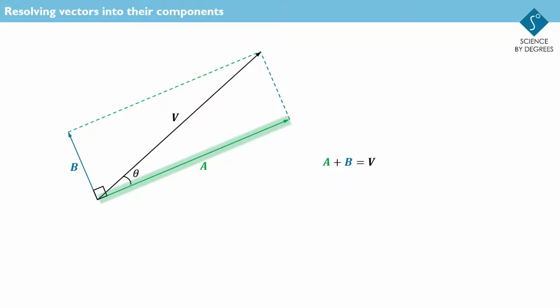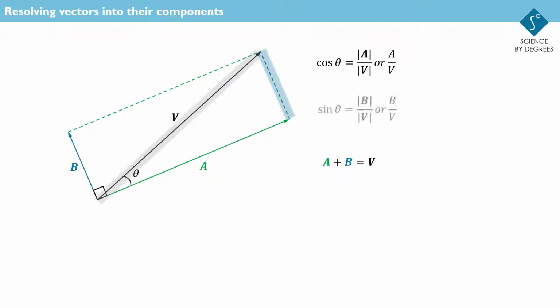The cosine of theta is the adjacent side, the magnitude of A, over the hypotenuse, the magnitude of v. Notice that we can write the magnitudes using the modulus signs or by unbolding the vectors. Likewise, the sine of theta is the opposite side, the magnitude of b, over the hypotenuse. We can rearrange these two relationships to give expressions for the two components, the magnitude of A and the magnitude of B. A equals v cos theta and B equals v sin theta.